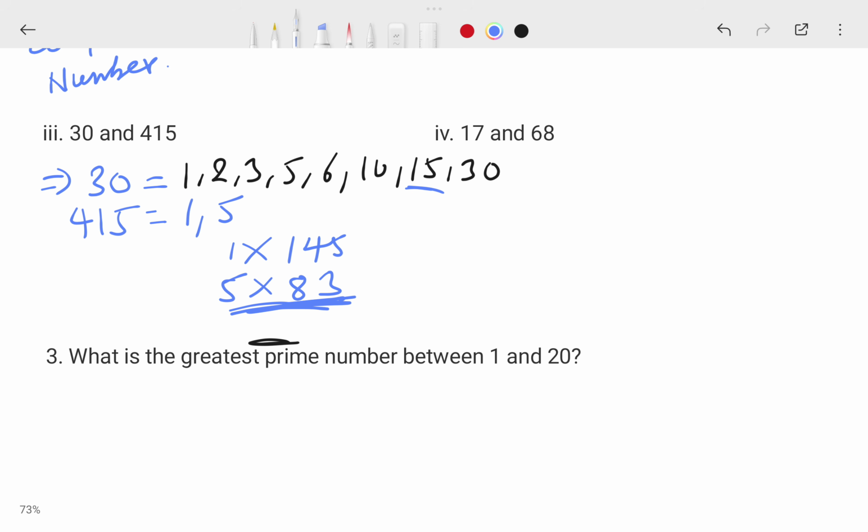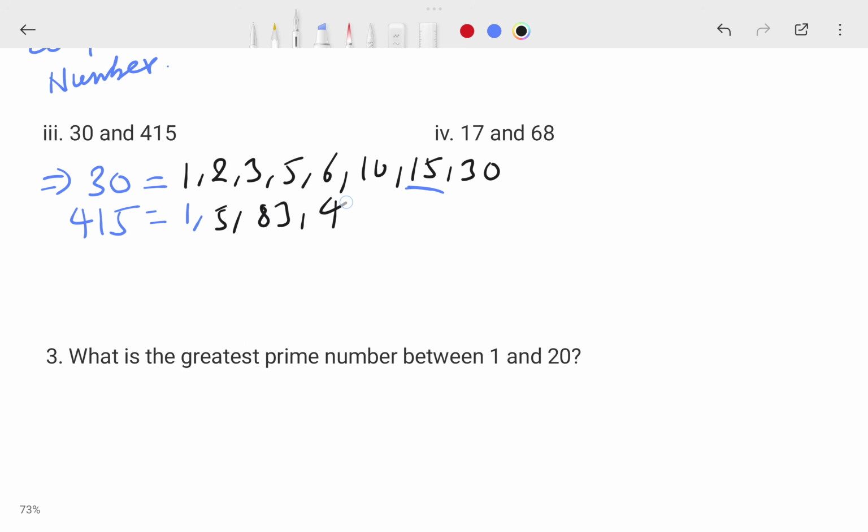Okay, so which is common in this one? Anything common, like 83 is there? This is the factor, and 415, these are the factors. If I write again for you, I will write the factors of this one. Write the factors of 415. So it is going to be 1, it is going to be 5, it is going to be 83, and it is going to be 415.